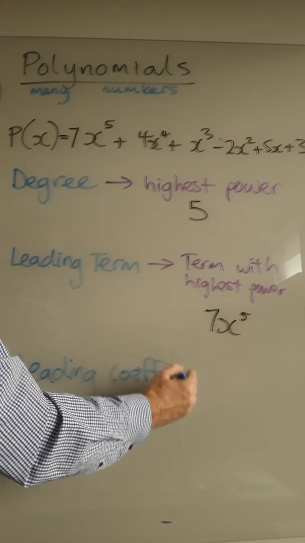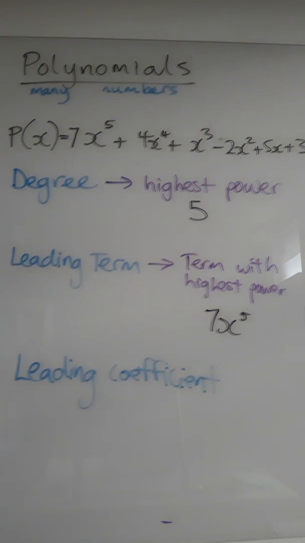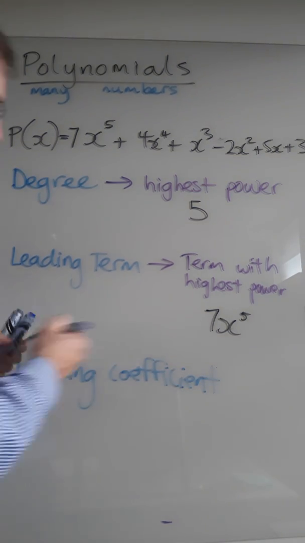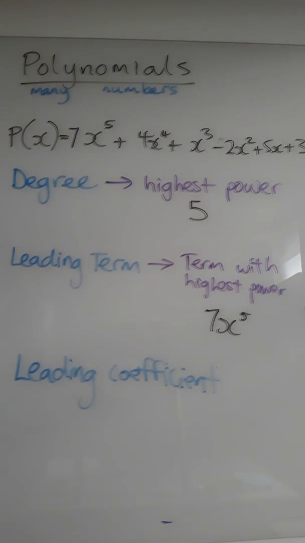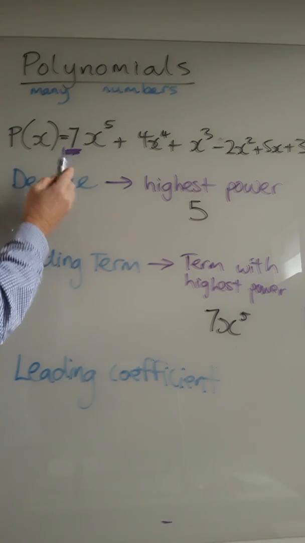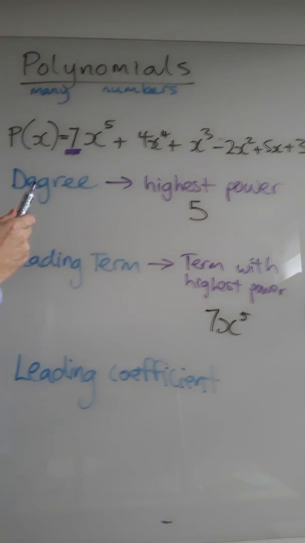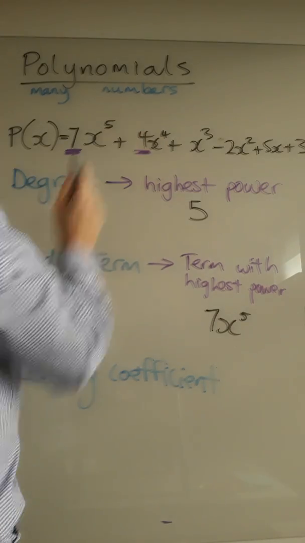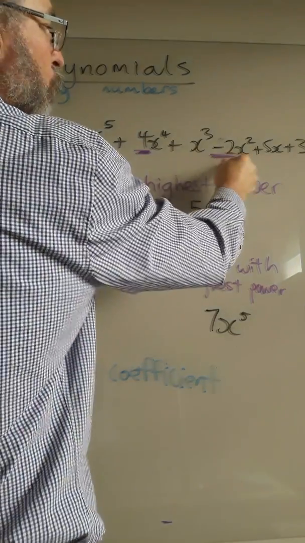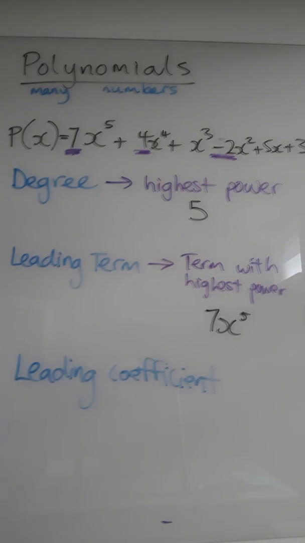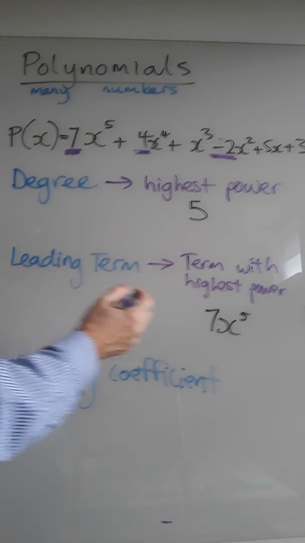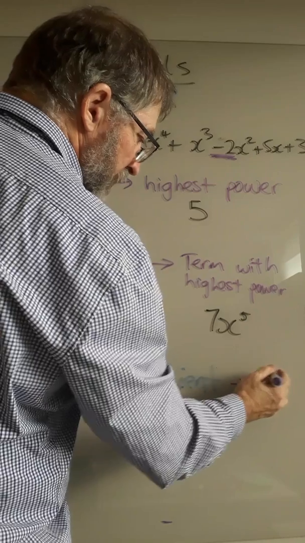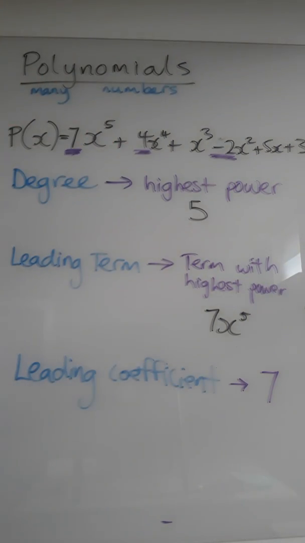Coefficient is the number in front of a particular term. It's a multiplication factor in a way. It's how many of them that you have. So that's a coefficient. It's the coefficient of x to the power of 5. That's the coefficient of x to the power of 4. A negative 2 is the coefficient of x squared. So the leading coefficient here is just 7. It's the coefficient of the leading term.